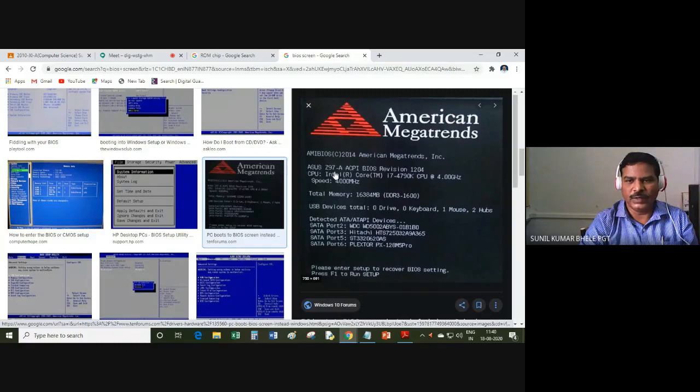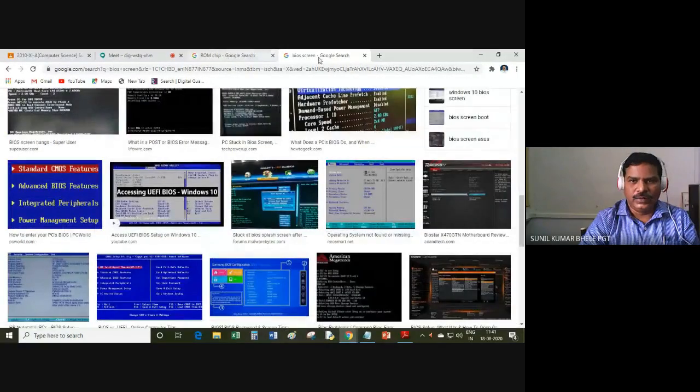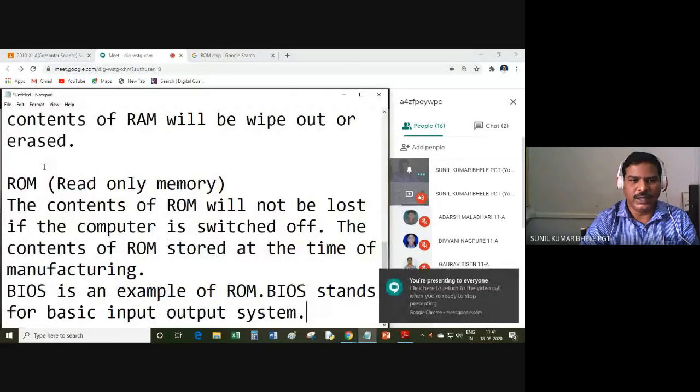This program is stored at the time of manufacturing of this BIOS chip. So you cannot erase the content, but you can change it electrically. You can change the settings of BIOS if you want. So now you understand that there are two types of memory in primary memory, RAM and ROM.